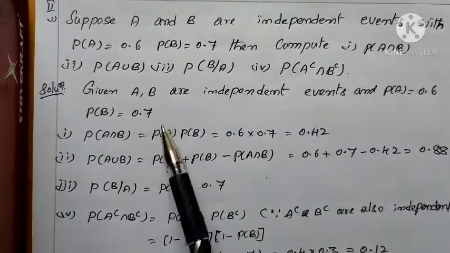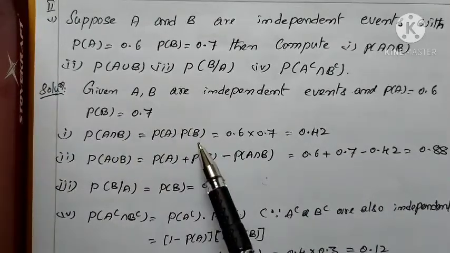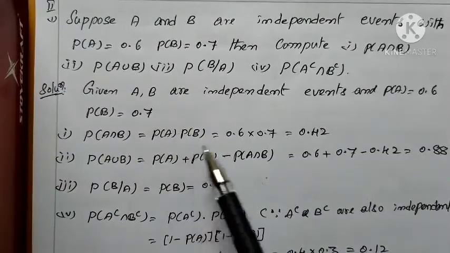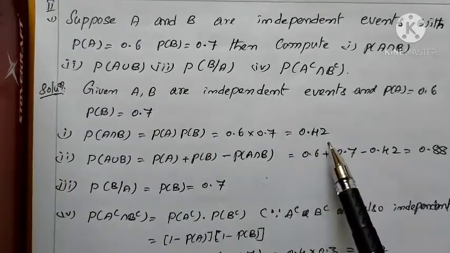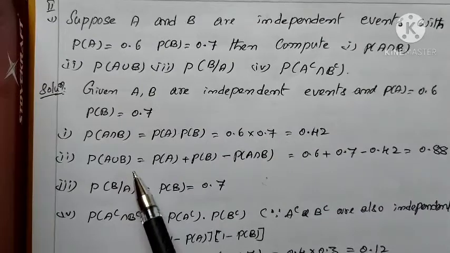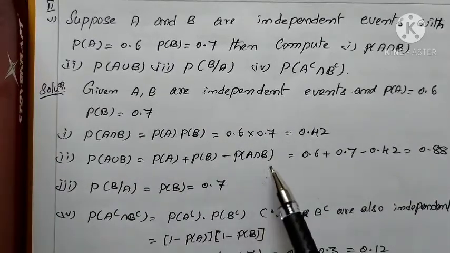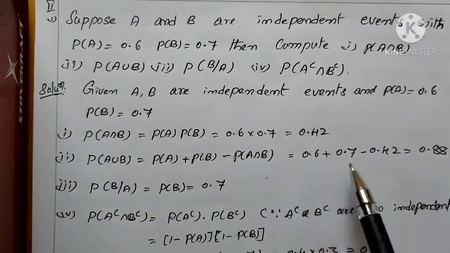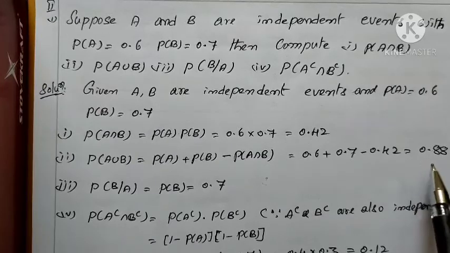We know that P(A ∩ B) = P(A) × P(B), because A and B are independent events. That is equal to 0.6 × 0.7, that is equal to 0.42. P(A ∪ B) by the addition theorem is equal to P(A) + P(B) − P(A ∩ B), that is equal to 0.6 + 0.7 − 0.42, that is equal to 0.88.